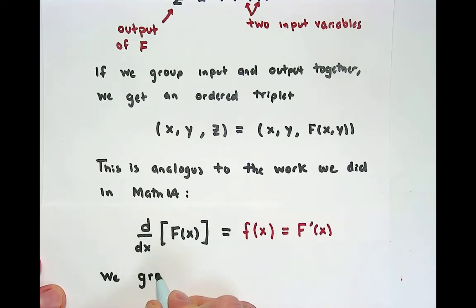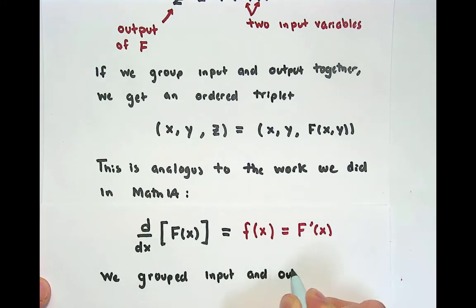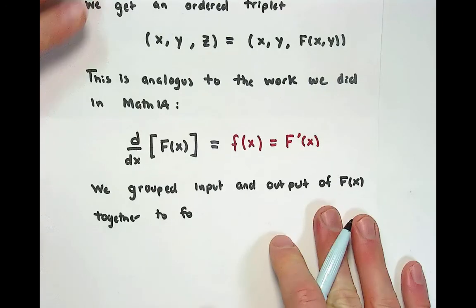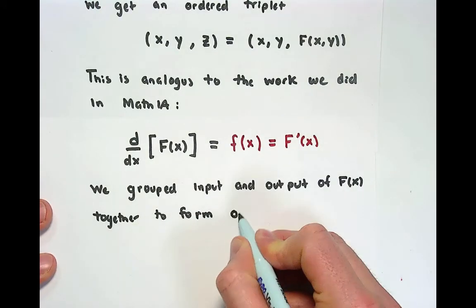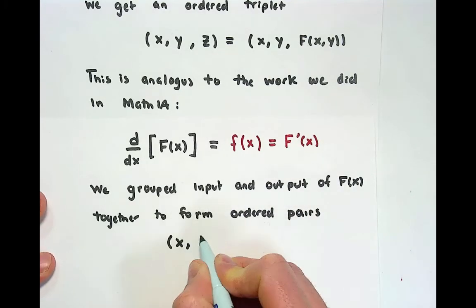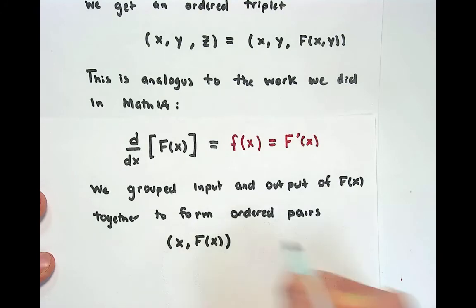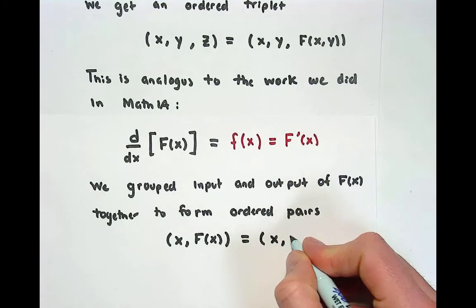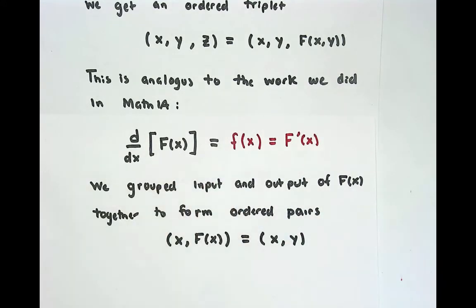When we were looking to interpret the meaning of the ordinary derivative graphically, we grouped input and output of f of x together to form ordered pairs x comma f of x, or if you were so excited about the output that you wanted to call it x comma y, where y was equal to f of x, right?